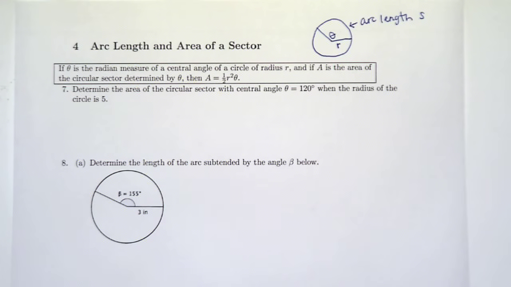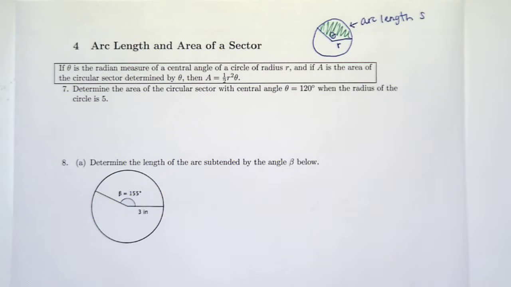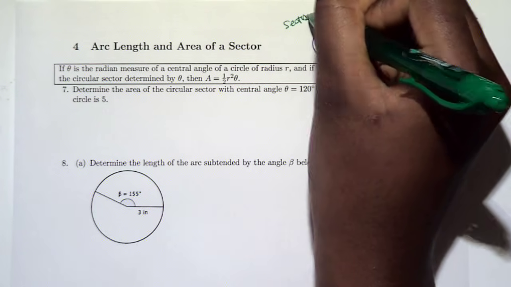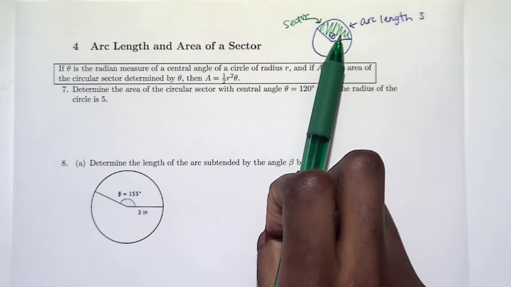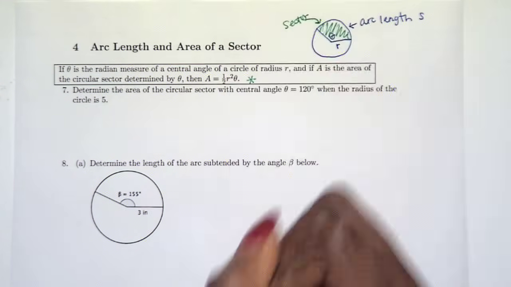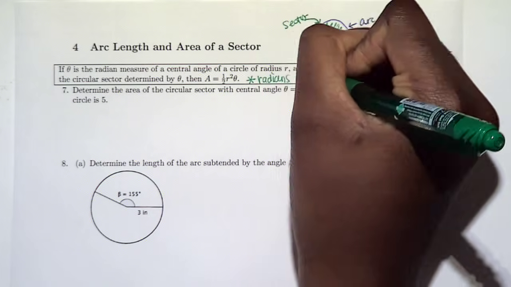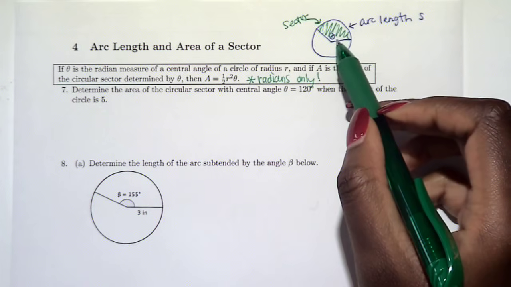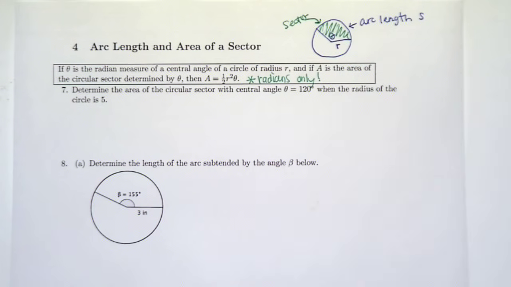All right, so what is a sector? Well, a sector is basically this pie piece that we make by our angle. So this green stuff is the sector. And so this area equation gives us the area of that sector. All right, one thing to note is this definition only works for radians. So if you have an angle given in degrees, you're going to have to convert it to radians first before we could use any of this business.